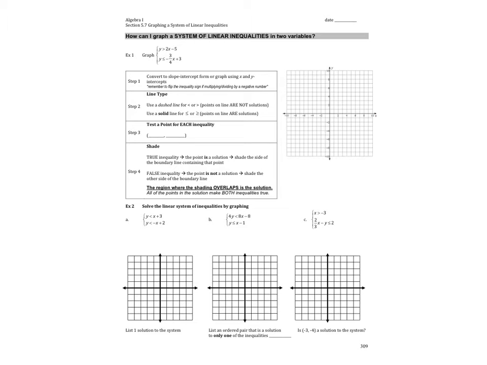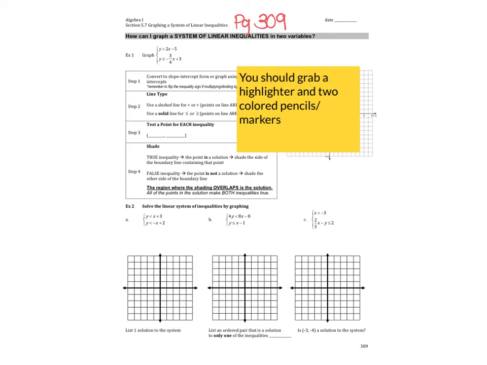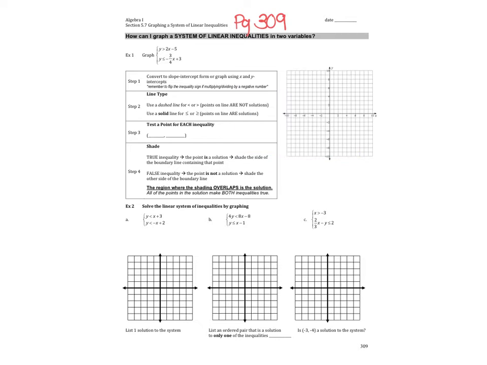Hi everyone, so today we're going to be working on section 5.7, graphing a system of linear inequalities, and we are on page 309 in our binder. And just like the last video, you need to be doing this work in your binder. It cannot be on a separate sheet of paper.